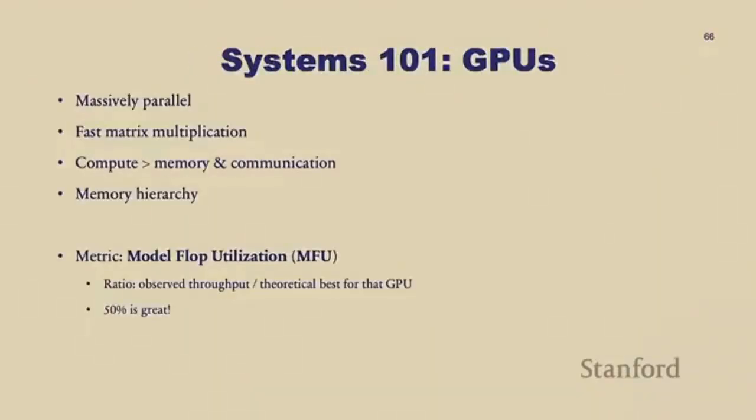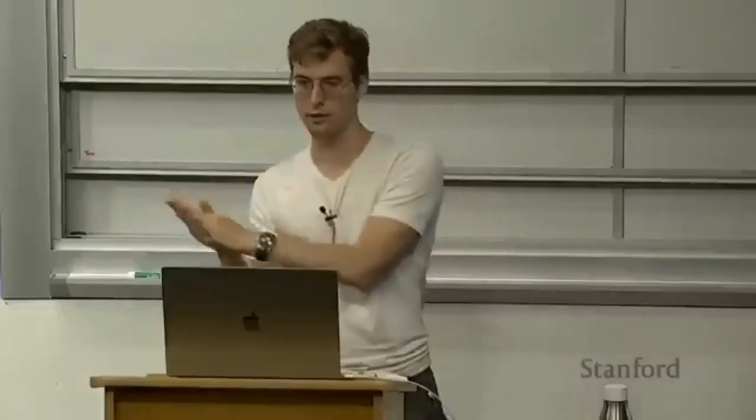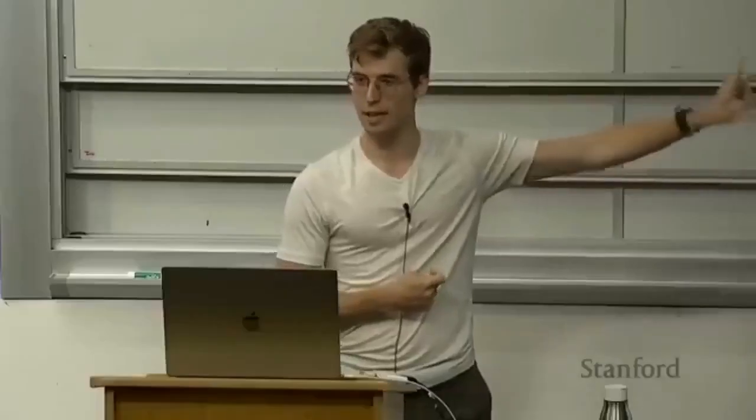I told you about the fact of communication. The metric that people usually look at is model flop utilization: the theoretical maximum number of flops per second that a GPU could use, versus the observed throughput divided by this theoretical maximum. In general, if you reach 50%, you're very happy. For example, Facebook's Llama was at 45% or something like this.